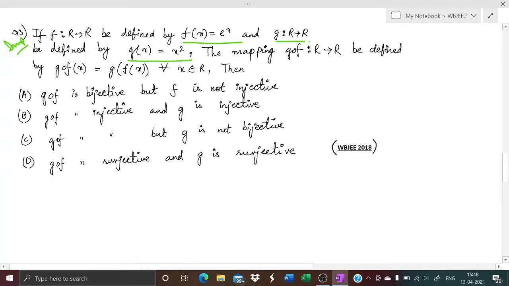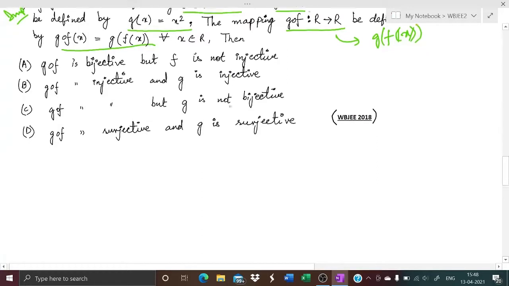Okay, so now we will find what we have to find. They have defined another mapping g of f, that is g of f of x. G of f is defined by, say it is given only g of f of x. Then you have to choose among the following options. Okay, so we will solve the question now.